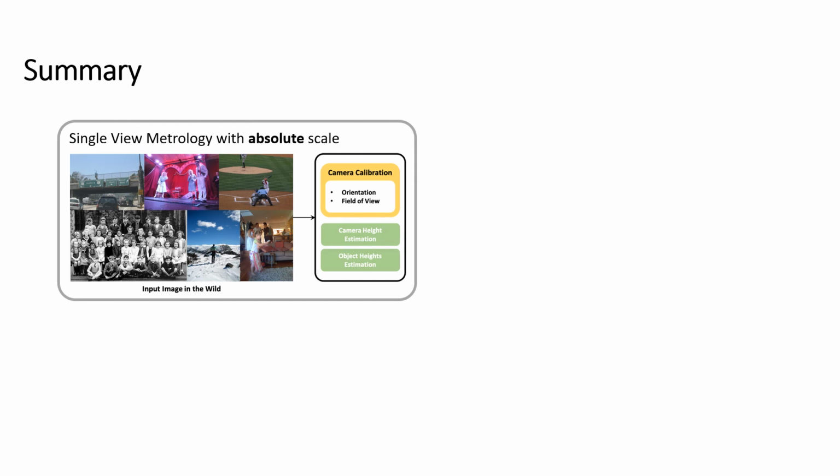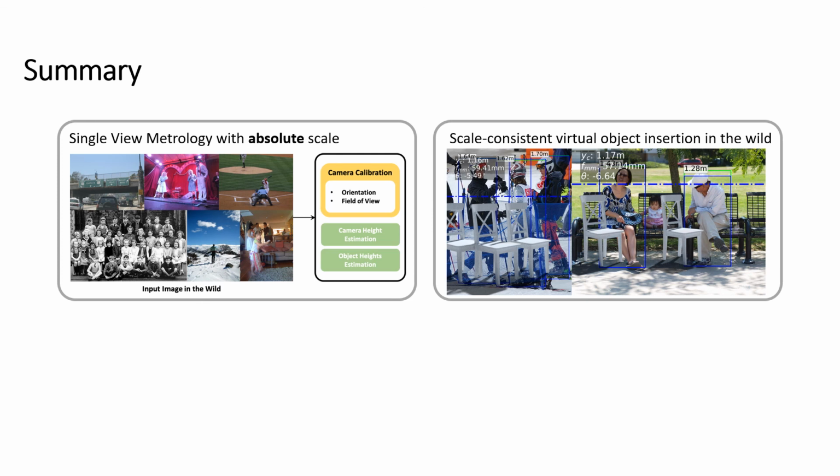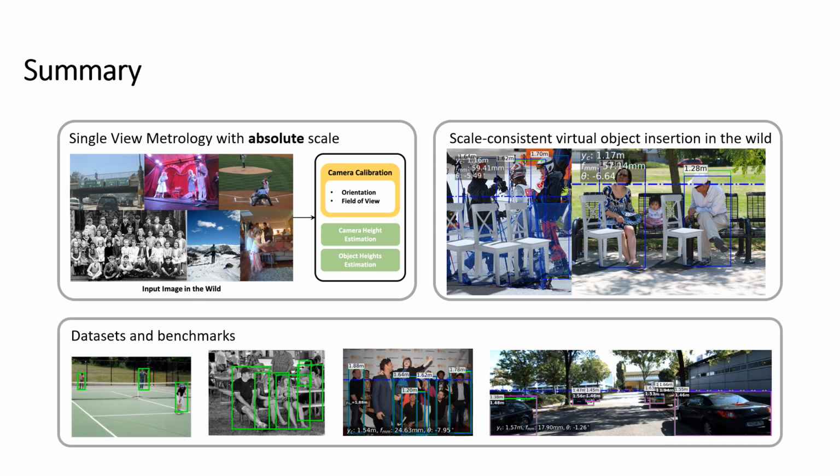In conclusion, we propose a state-of-the-art single-view metrology method for images in the wild that performs geometric camera calibration with absolute scale, such as horizon, field of view, and 3D camera height, from a monocular image. We demonstrate its application to scale-consistent object insertion in unconstrained images. We also publish datasets and benchmarks in this task for future research.